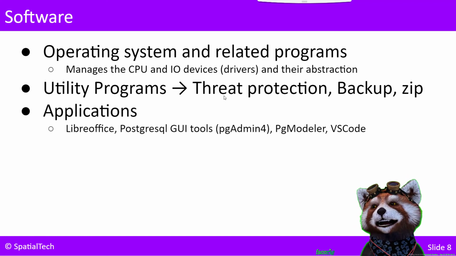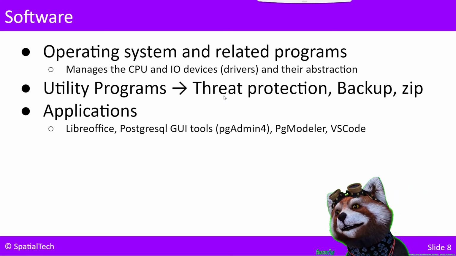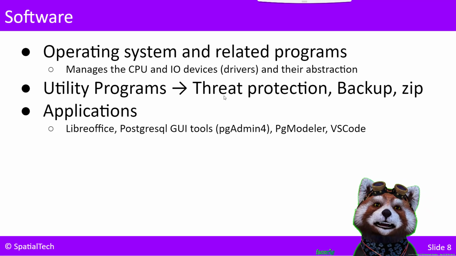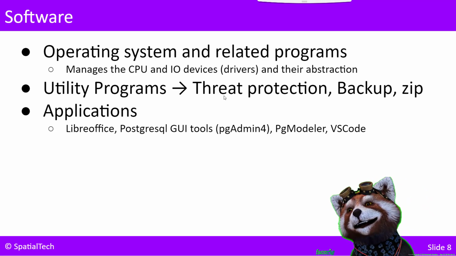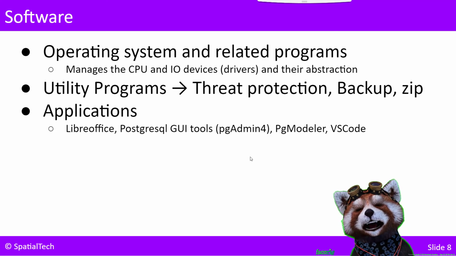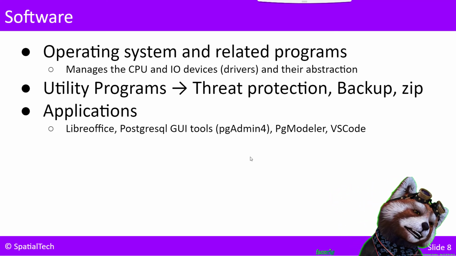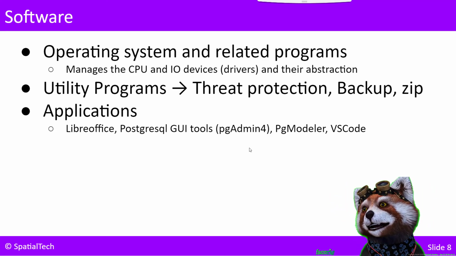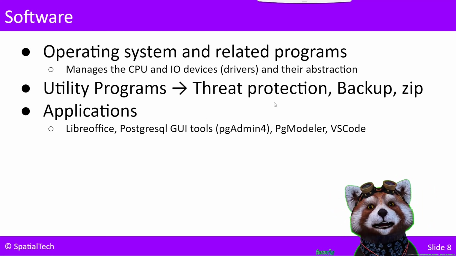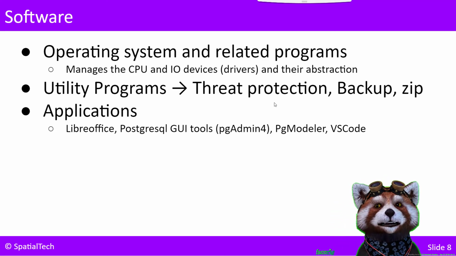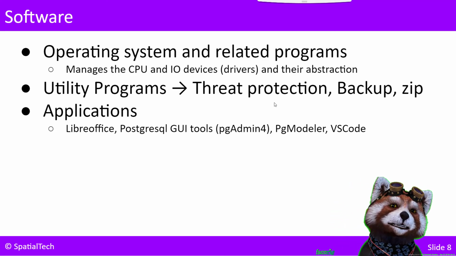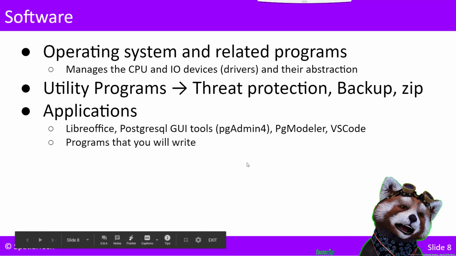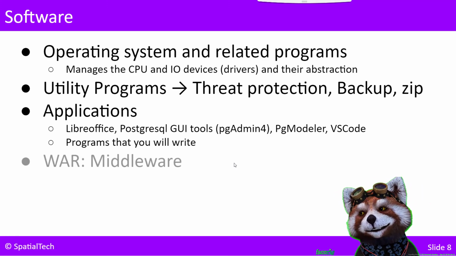Of course, then there are applications like LibreOffice, PostgreSQL tools, pgAdmin 4, and PG Modeler, VS Code. You'll be using a few of these in this course, and some of these other products in other courses that I'll teach you. But those are typically where we spend a lot of time. We spend a lot of time up in this application tier, right? Every once in a while, we have to jump down to the operating system to get something done, or use some of the utility programs to zip something up. But every day for us, we're up in LibreOffice, Postgres, PG Modeler, VS Code, maybe ArcPro, right? And also the programs that you write are up in this application layer, right?